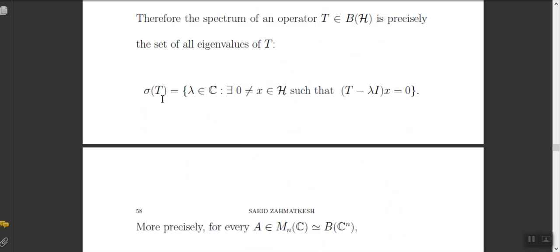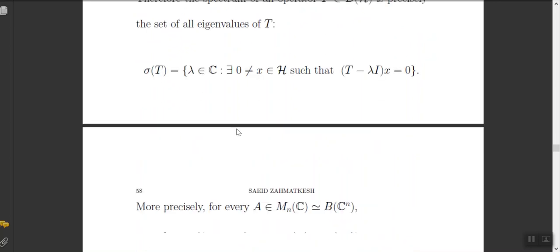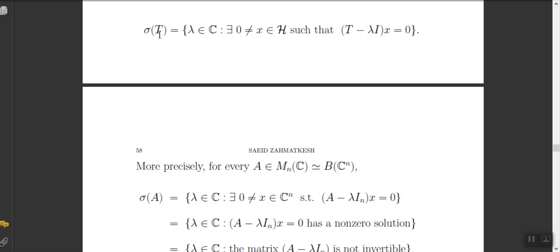Since every operator corresponds to a matrix, the spectrum of T actually means the spectrum of the matrix of T. It means A, A is the matrix of T. And look at here, this equals this. All scalars such that there is a non-zero vector in H, but H is Cn, right? Such that T minus lambda, or T corresponds to A, the matrix of T, minus lambda. The identity operator corresponds to the identity matrix. So these two are equal.